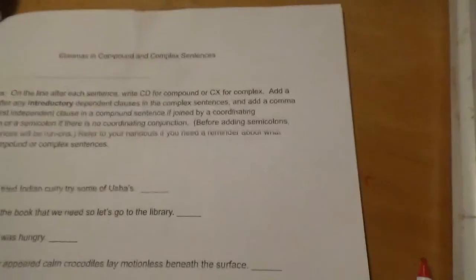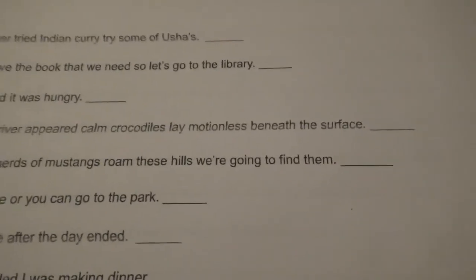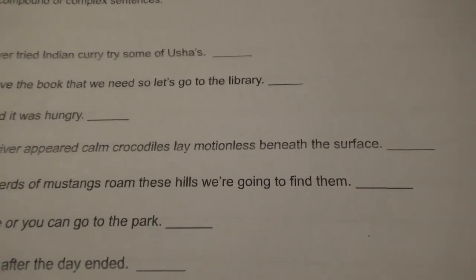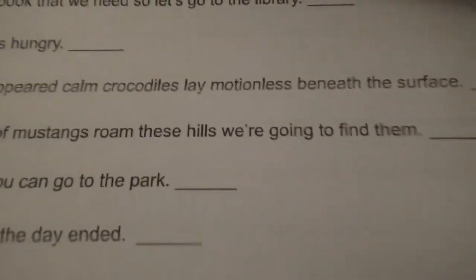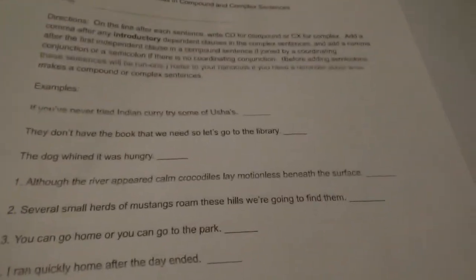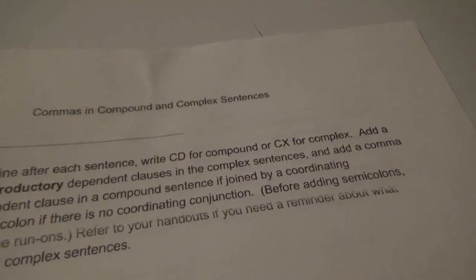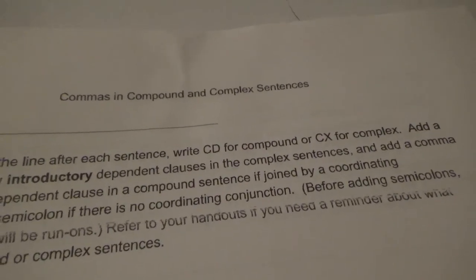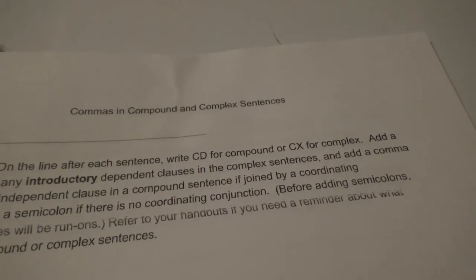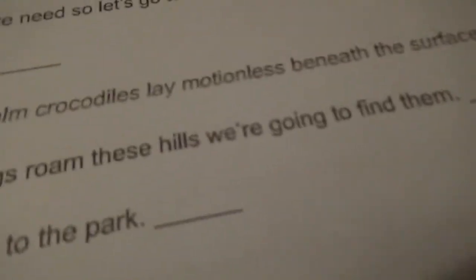But on the other worksheet, the one that says commas in compound and complex sentences, where you're going through and writing whether the sentence is compound or complex and putting a comma after an introductory dependent clause or putting a comma before a conjunction to join two sentences into a compound sentence, I want you to look at that for a minute. If you need to pause the video to find it, go ahead and do that. Find your sheet that says commas in compound and complex sentences. Okay, so you should have that worksheet out.